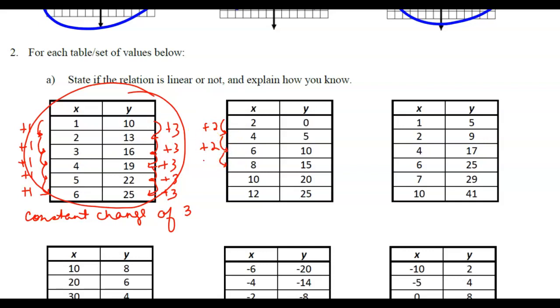So now I'm increasing by 2 each time. Okay, so those entries are all 2s.